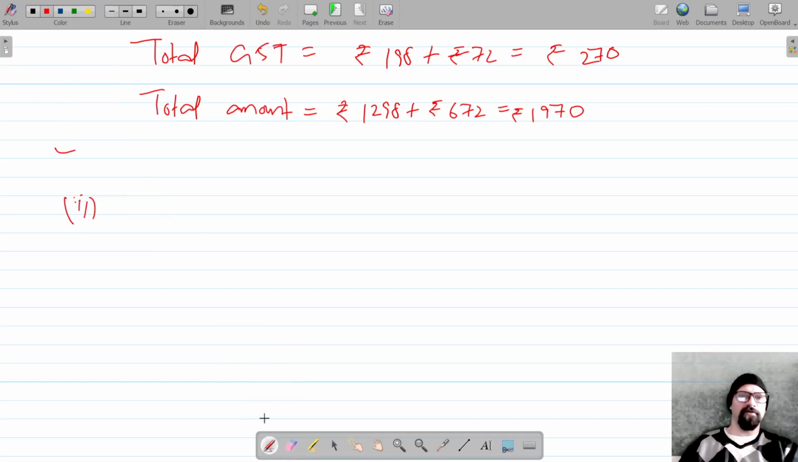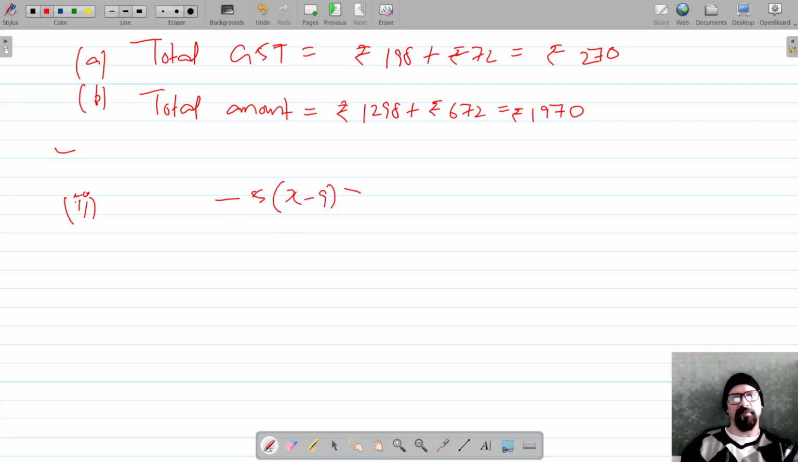These were the subparts of part A. So let me name this A, and B. Okay, for the second one, let me write down the inequality. The inequality is minus 5 into x minus 9 is greater than or equal to 17 minus 9x, which is greater than x plus 2, and x is a real number.